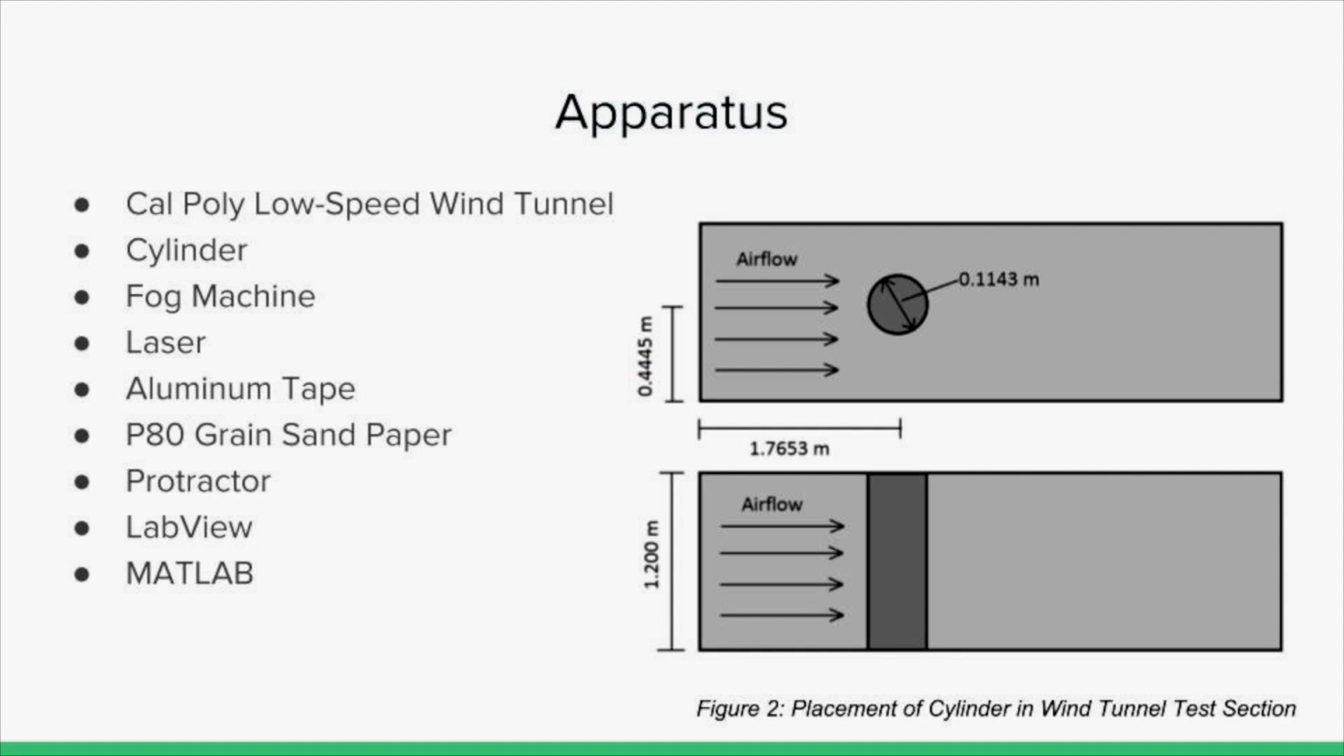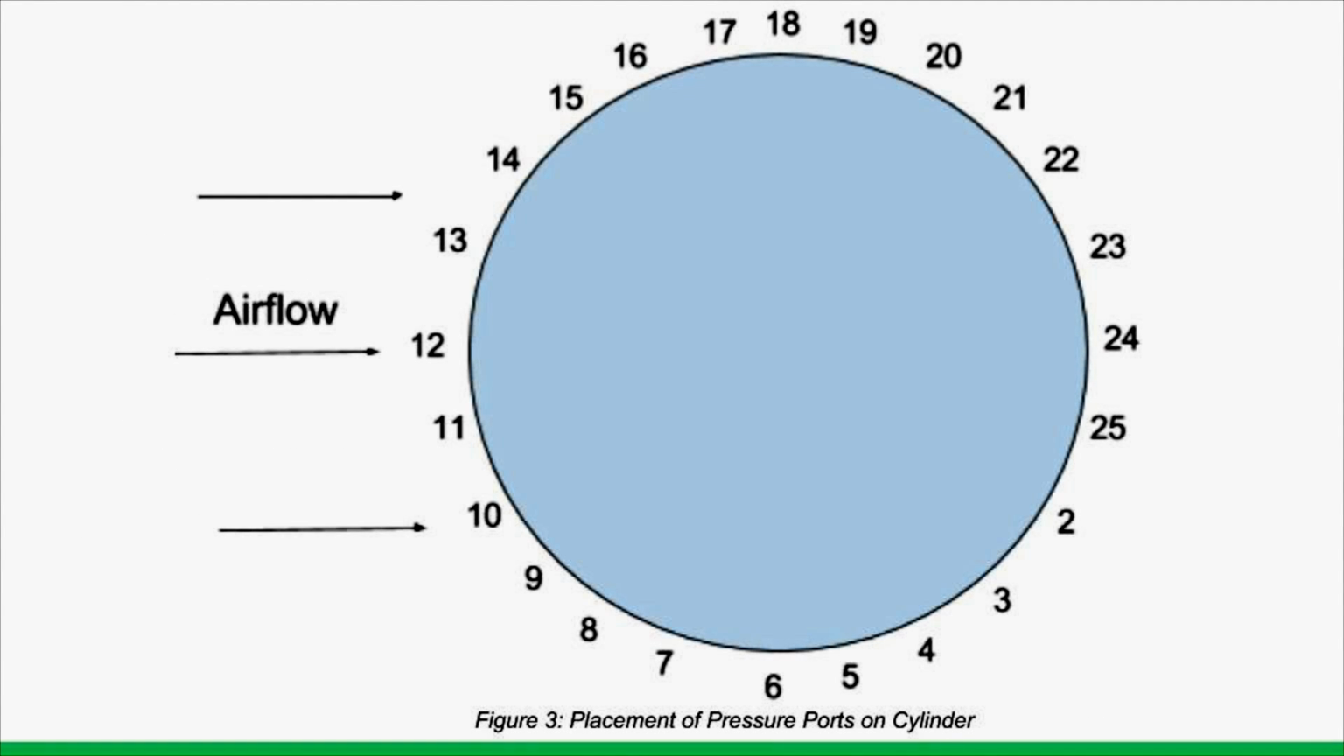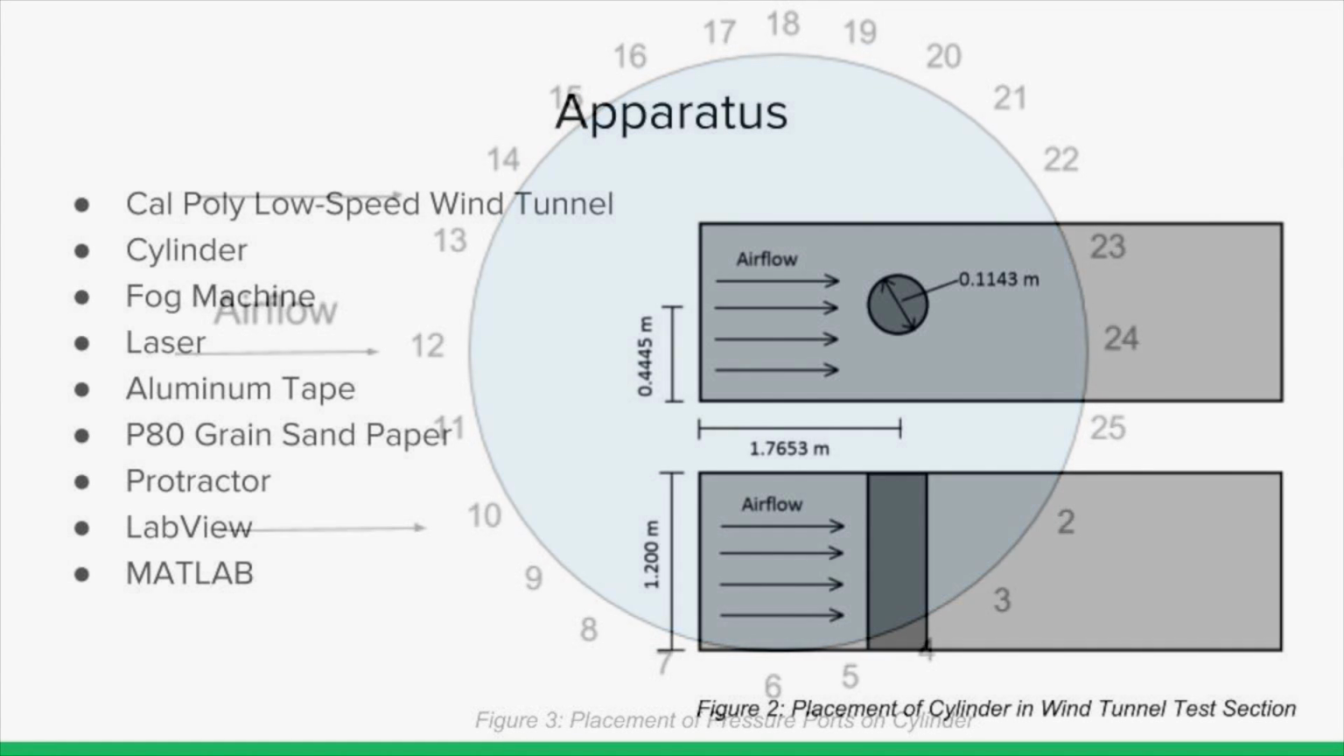To analyze the effect surface roughness has on the airflow, P80 sandpaper was used to trip the airflow over the cylinder. Pressure ports were placed around the circumference of the cylinder every 15 degrees for a total of 24 pressure ports as shown in Figure 3. There was an additional port at the beginning of the test section to measure total pressure. Pressure port 12 was located at the leading edge of the cylinder, also known as the stagnation point, and pressure port 24 was located at the trailing edge.